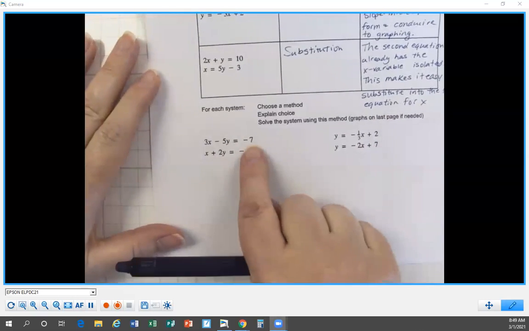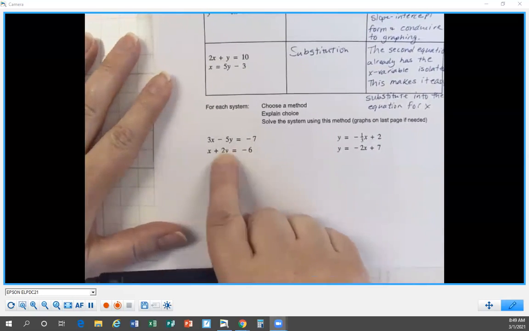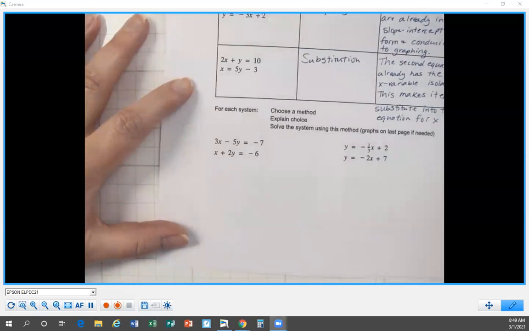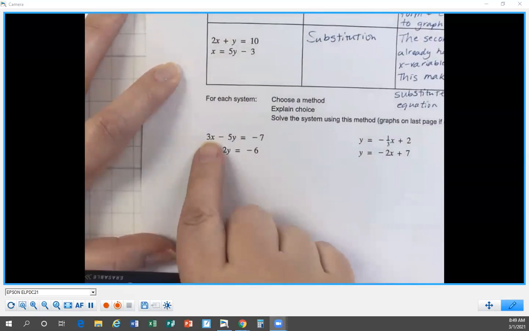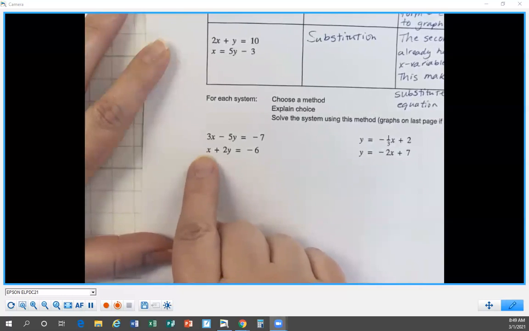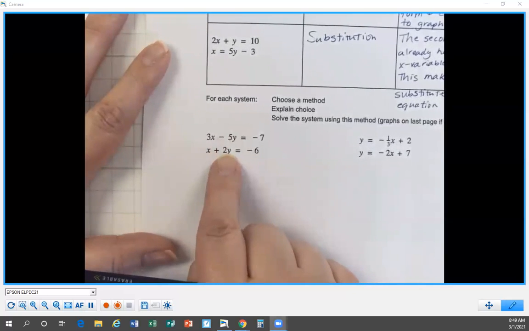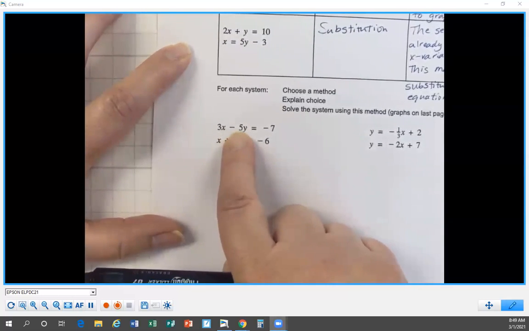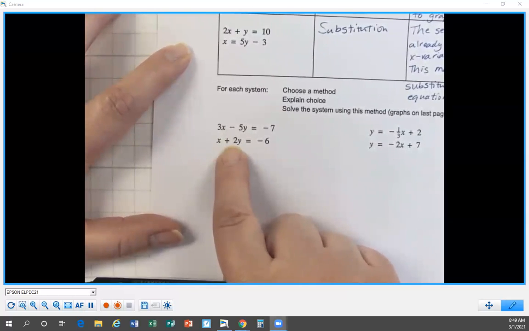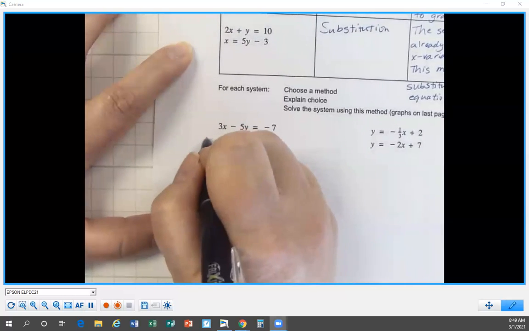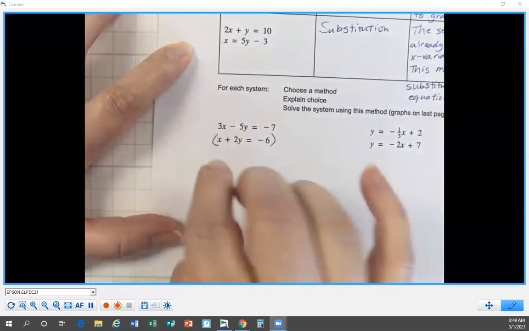3x minus 5y equals -7, x plus 2y equals -6. These are both already in standard form, so that is pretty conducive to using elimination. So let's go ahead and solve using elimination. This is a positive 3x, and I want to make this into a negative 3x, so I can cancel out the x values. I definitely still could cancel out the y's. That would just give me one more step, because I would have to make this into a negative 10y and this into a positive 10y, which would mean I need to do manipulation with both equations. If I cancel out the x's, I just have to multiply the bottom equation.